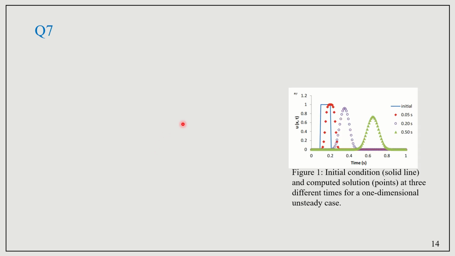So now we are almost into question 7. In question 7, this is the figure given. We'll observe the figure first. And the description for the figure is also given below.